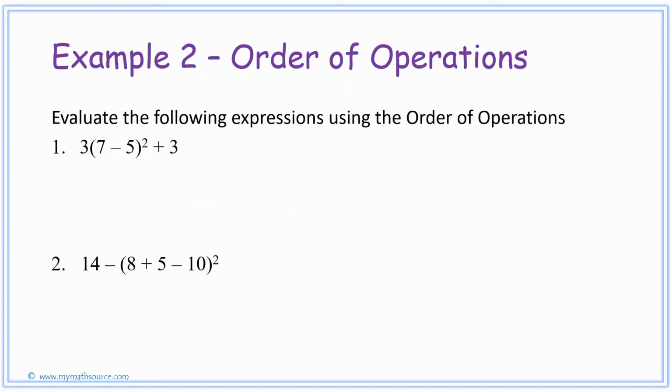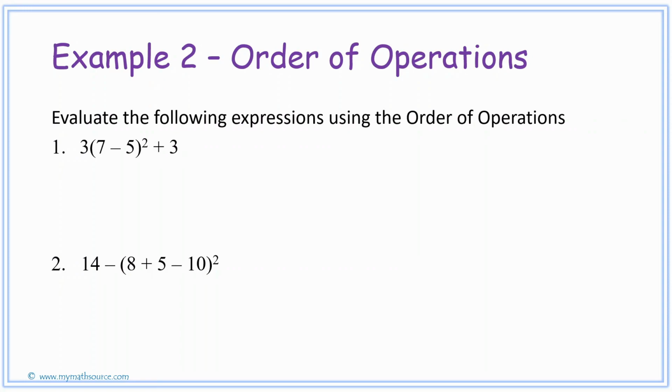All right, so let's try this out. Here we have another example of order of operations. What we're going to do is evaluate the following expressions using that same order that we just had. So here we see 3 times the quantity, 7 subtract 5 squared, plus 3. Now I often will use the term quantity to signify a group that's inside of parentheses or brackets. All right, so remember the rule.